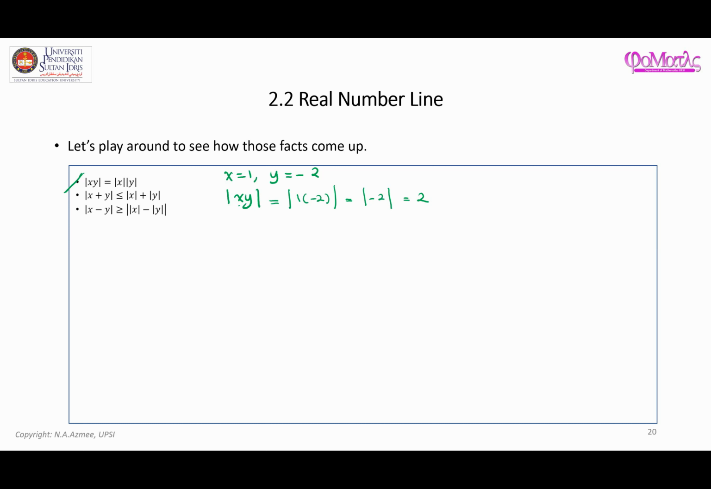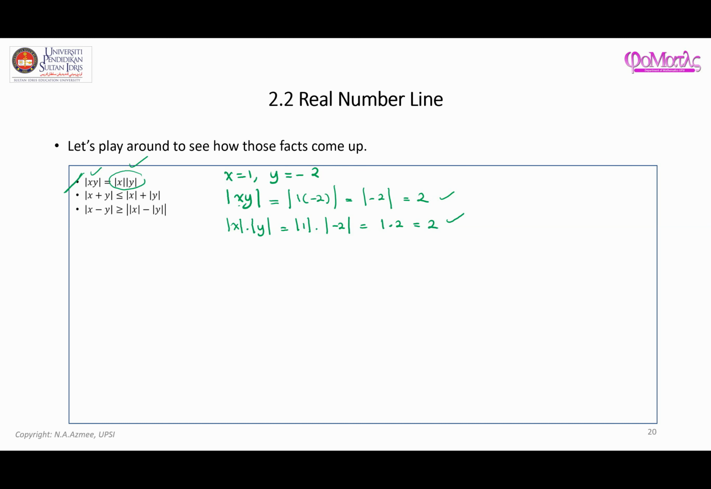Next, if I focus on the right hand side, we have the absolute value of x times the absolute value of y. The absolute value of x is 1, times the absolute value of -2, and we simplify that to be 1 times 2, which is equal to 2. So you can see clearly that the left hand side is equal to the right hand side.